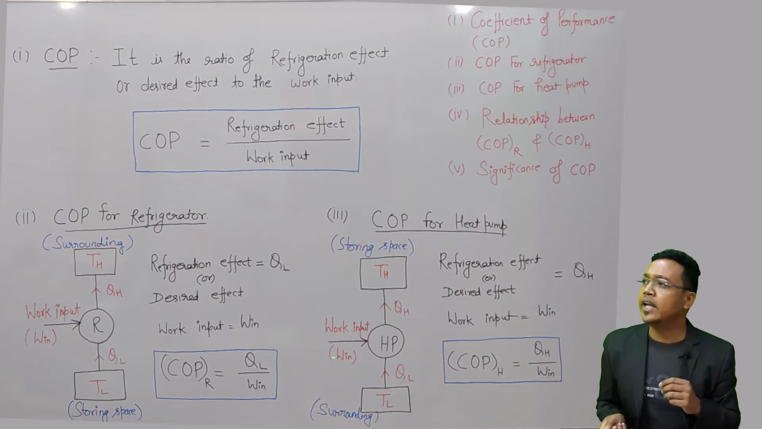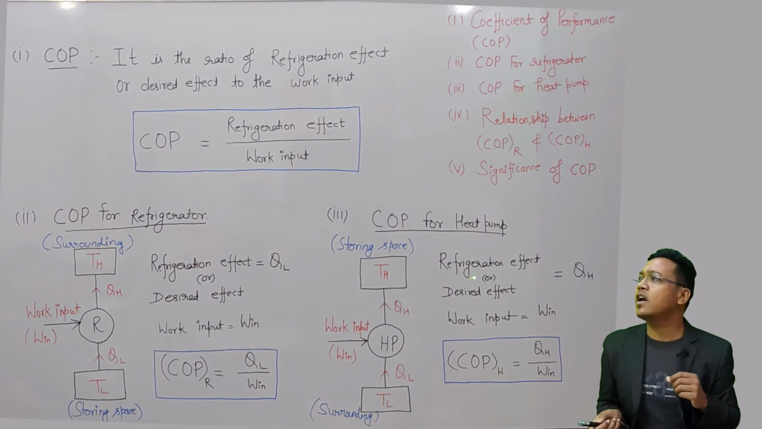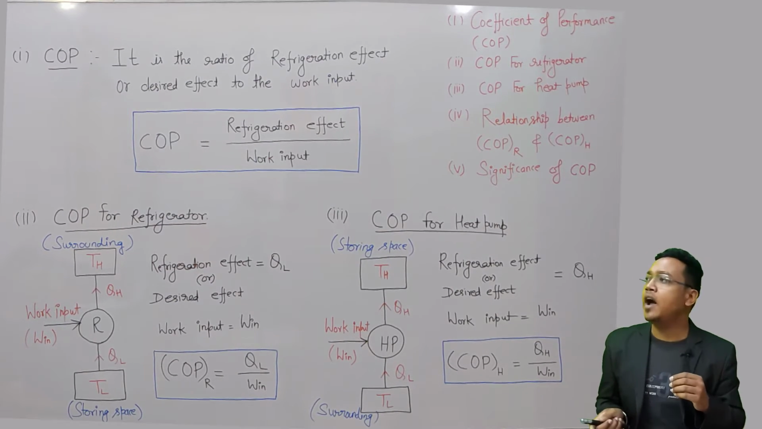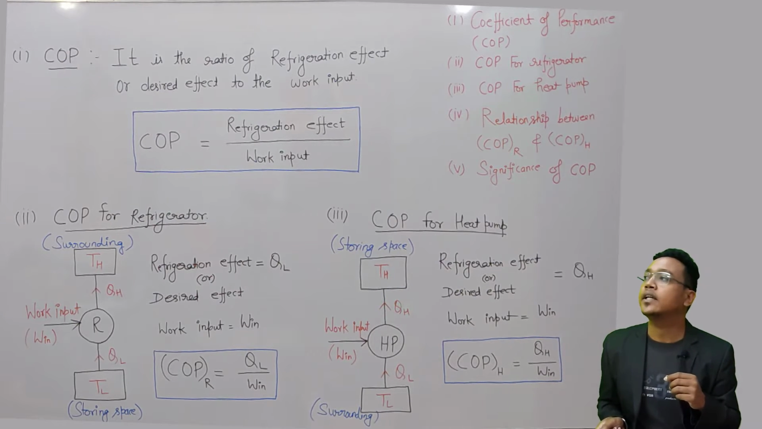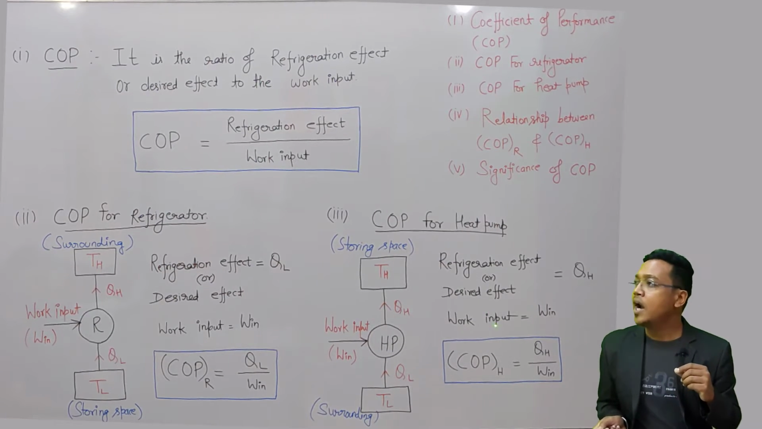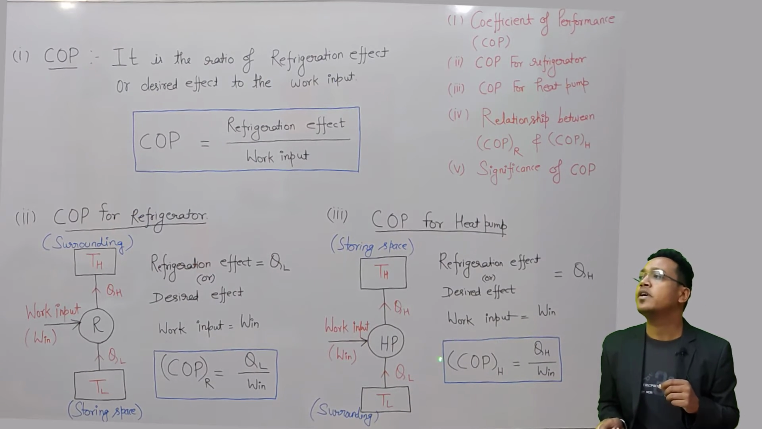Okay, and the heat pump will take work input W in. W in, work input, is this one. In this case, what is the refrigeration effect or desired effect? I have already told that the heat pump shall maintain higher temperature in the storing space by giving an amount of heat or energy QH. It means the desired effect is QH. And work input is W in. Then COP for heat pump is equal to the ratio of the desired effect in the heat pump to the work input.